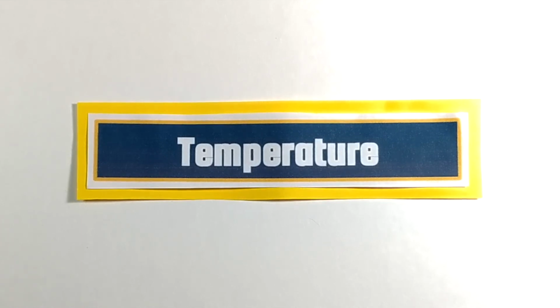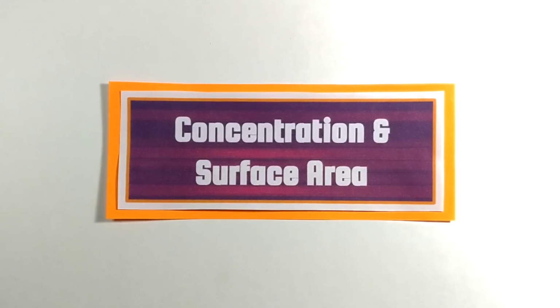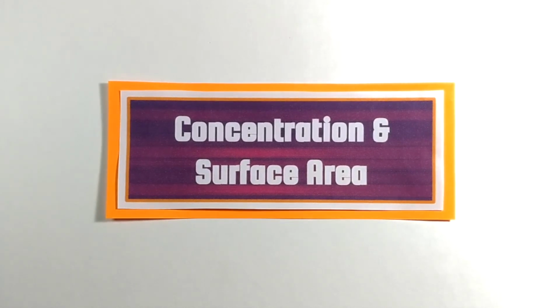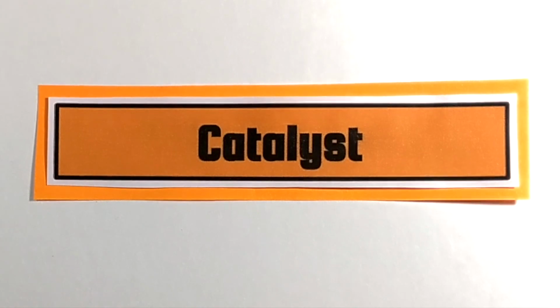We talked about temperature and why increasing it causes the average kinetic energy of some entities to increase, which means that the probability of effective collisions is more likely. We also talked about the chemical nature of reactants and why their properties can also determine the rate of reaction. We also talked about concentration and surface area, and why increasing concentration and increasing surface area results in a higher rate of reaction. And finally, we talked about catalysts, which provide an alternative pathway for the reaction that has a lower activation energy.